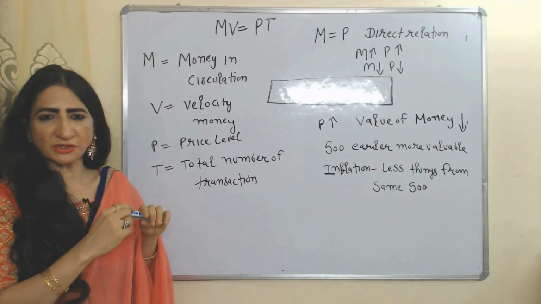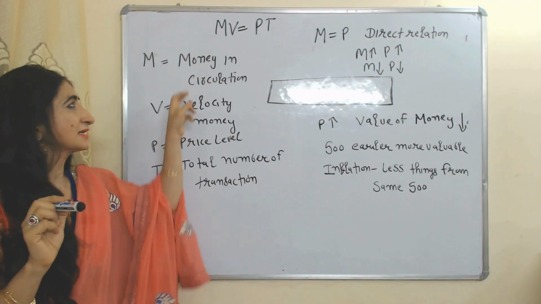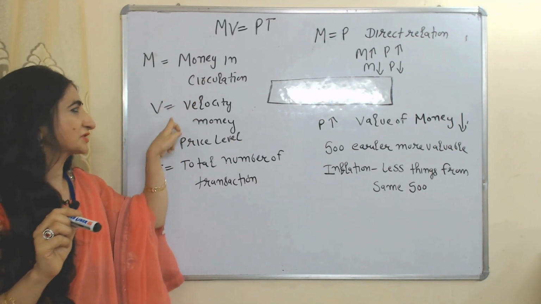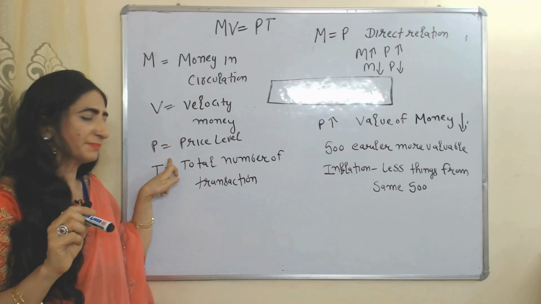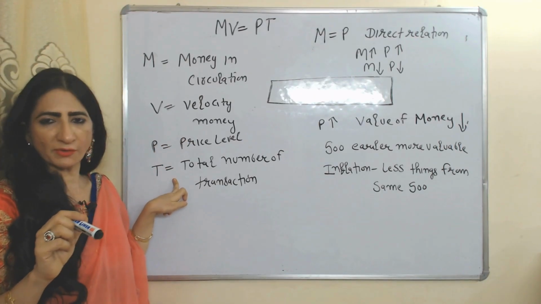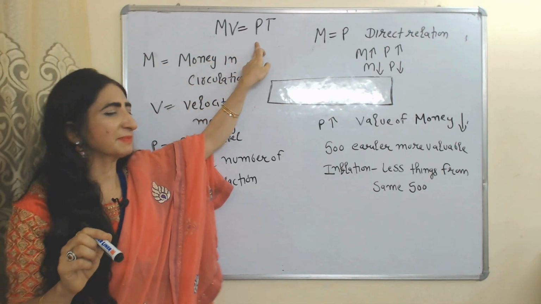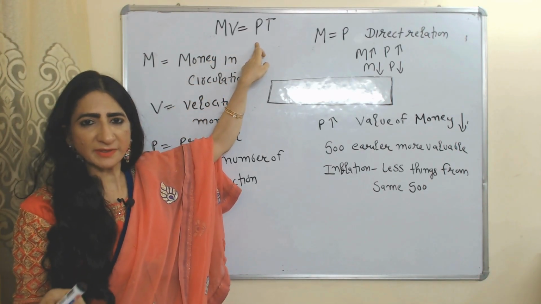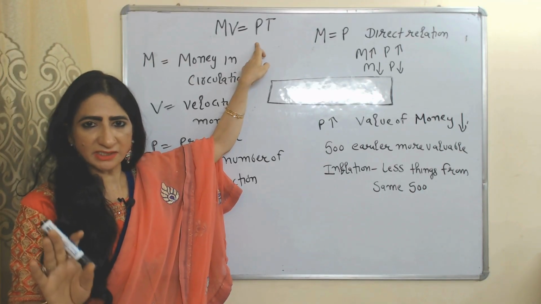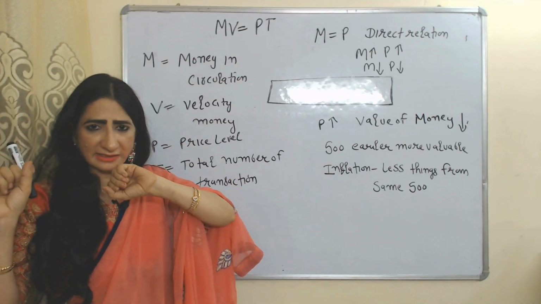This is the equation of this theory as we discussed earlier: MV = PT. M represents money in circulation, V velocity of money, P price level, T total number of transactions. The MV part represents money supply, and the PT part represents money demand. Equilibrium prices are determined where money demand is equal to money supply, as we discussed earlier.